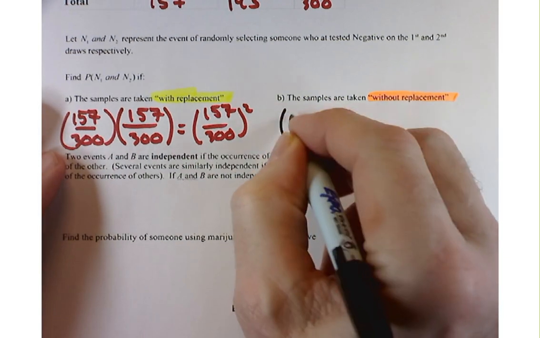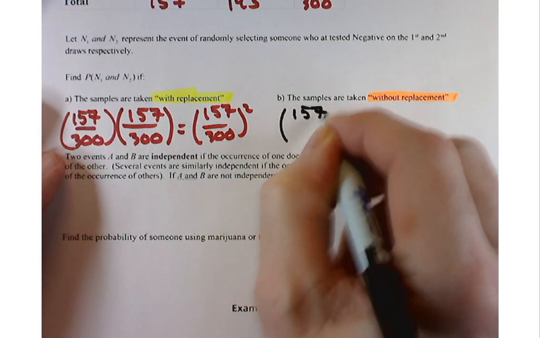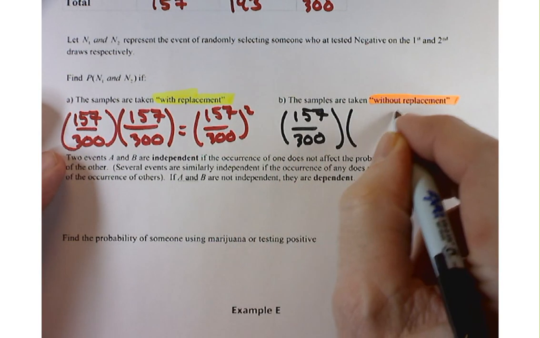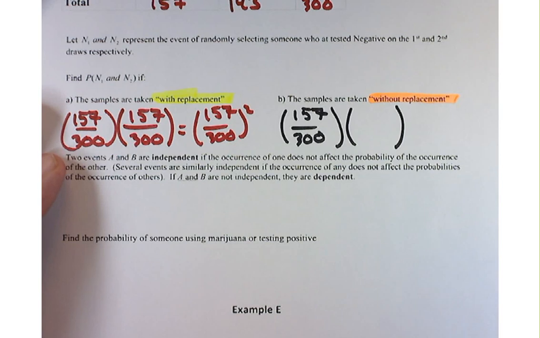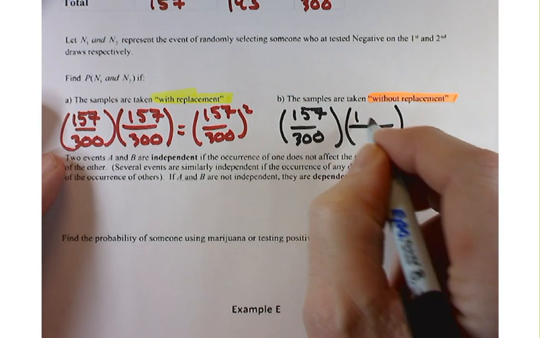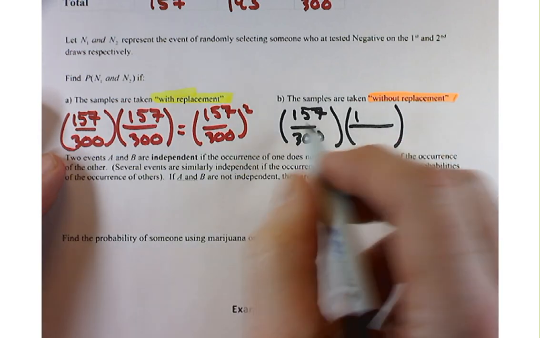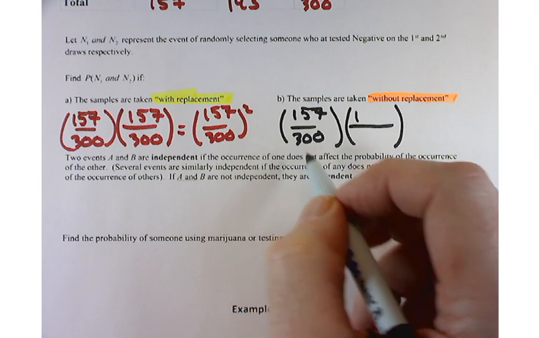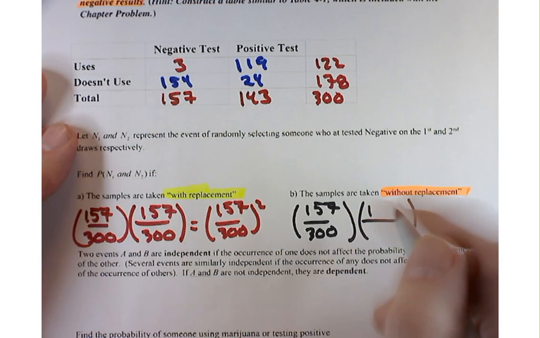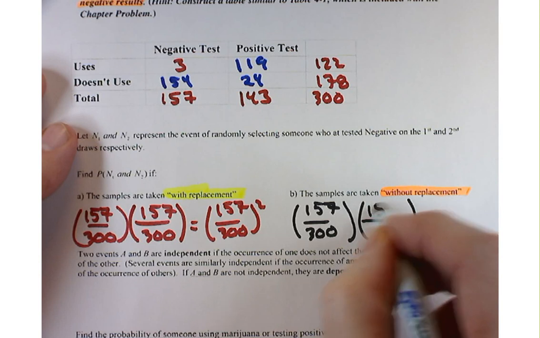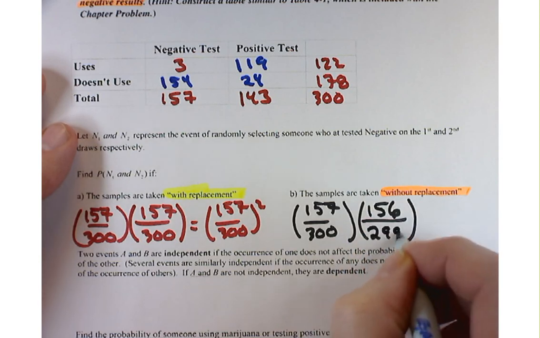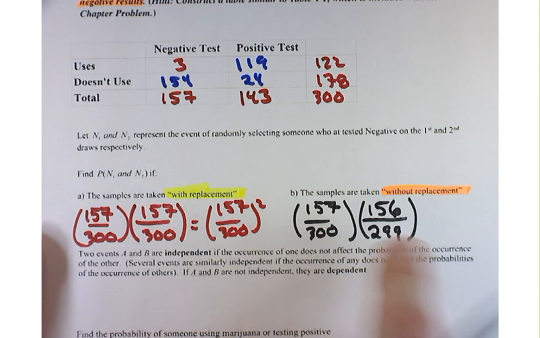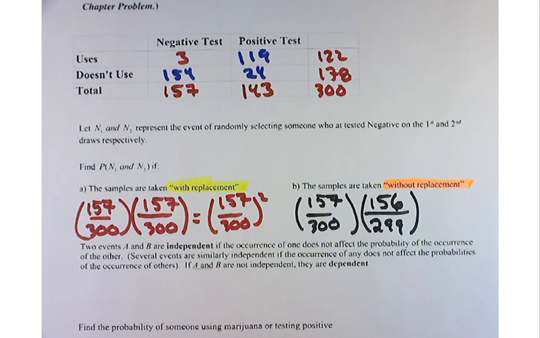All right, so on the first draw, there's 157 ways to get somebody who tested negative. Good. Well, you're taking one out, right? Because on the first draw, you pick somebody who tested negative. So there was 157, so 156. And now there's only 299 in the pool that are left. And that's fine. Leave your answer just like that. I'll be really, really happy.